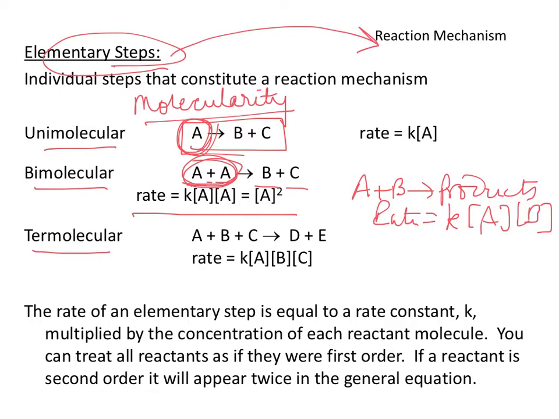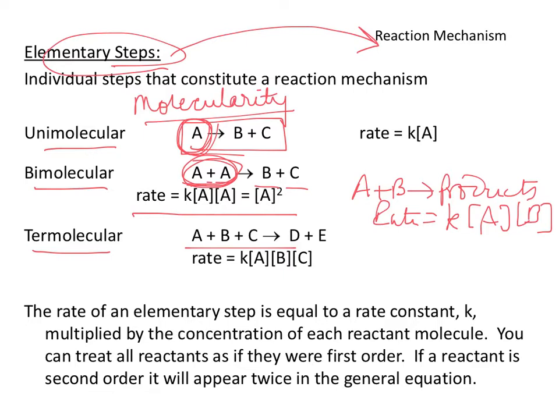And the termolecular step would be if it's more than 2, that is, if you have 3. Hopefully you can also see that termolecular steps are going to be pretty rare, because it's going to be very difficult to have 3 different molecules come in and react together. So this is a rare event.